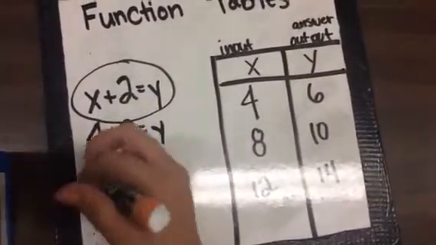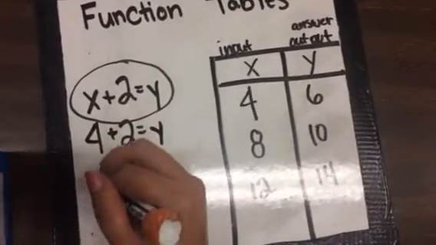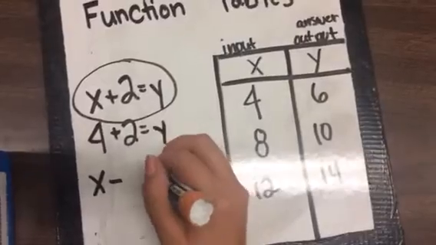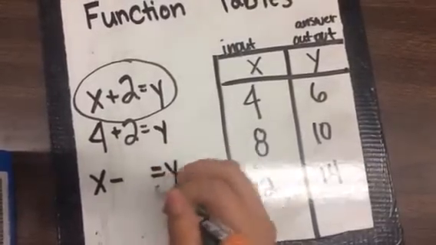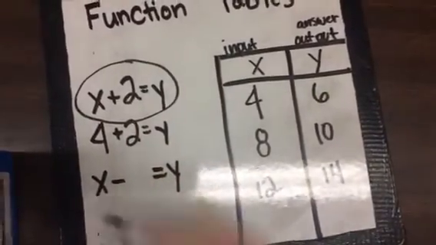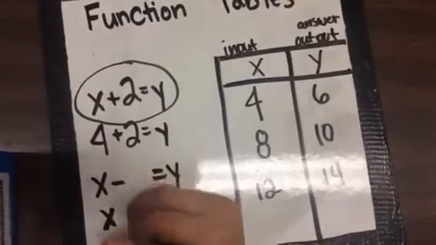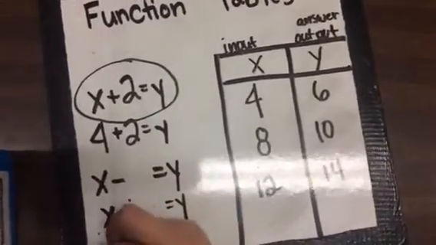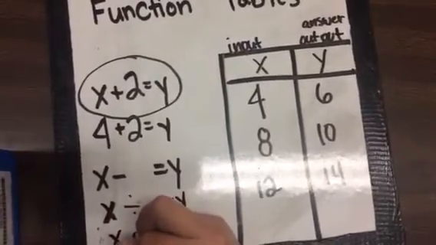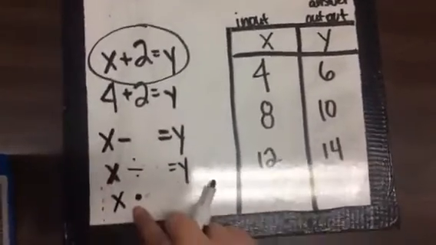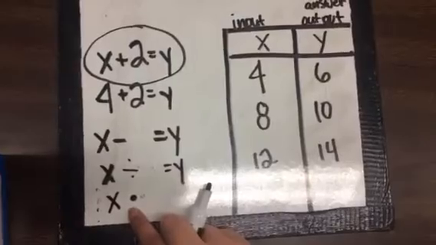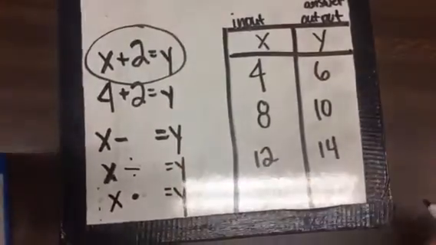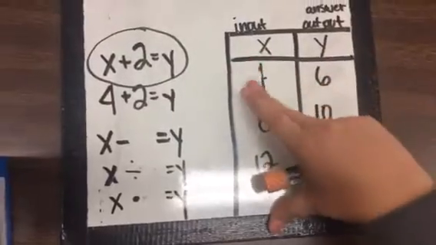Now, here are some other things that could happen in our function tables. We could have x minus something, which equals y. We could have x divided by something, which equals y. And we can have x times something, and I'm using a dot for the times symbol because two x's together could be a little tricky, equals y. Okay, so let's look at this one.